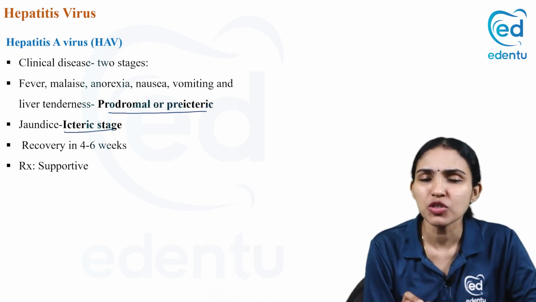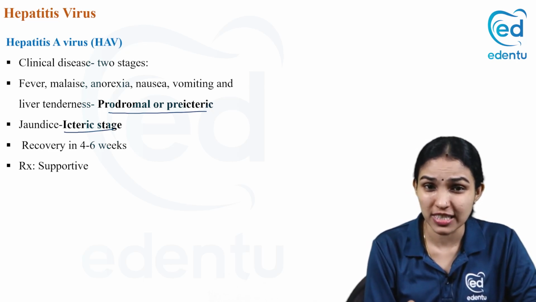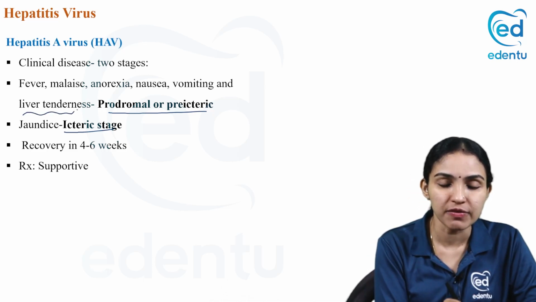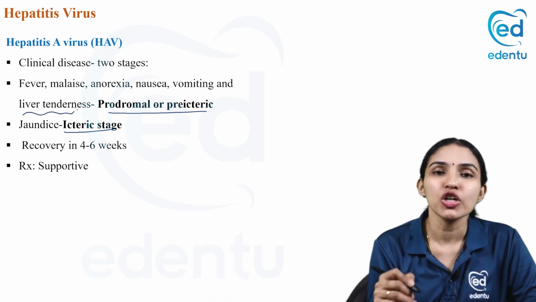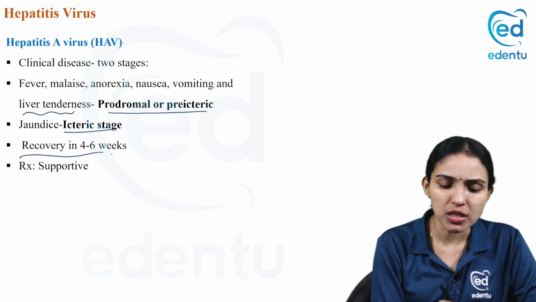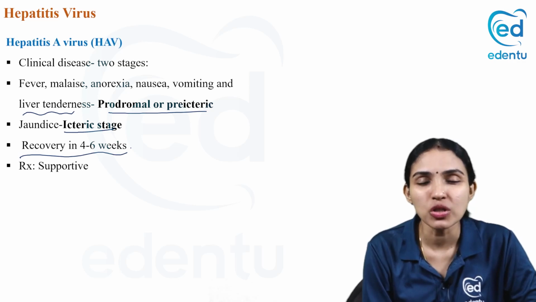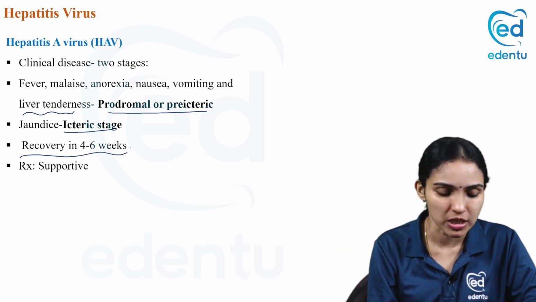So what will be the symptoms in the prodromal stage? It will be fever, malaise, that is fatigue, anorexia, nausea, vomiting, and at times they will have liver tenderness. Okay, right hypochondrial pain. And when jaundice sets in, you call it as an icteric stage. And recovery usually occurs in 4 to 6 weeks. Hepatitis A virus disease is not that much problematic. It will usually recover in 4 to 6 weeks. You just have to give a symptomatic and supportive treatment.